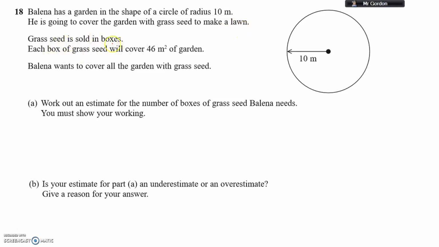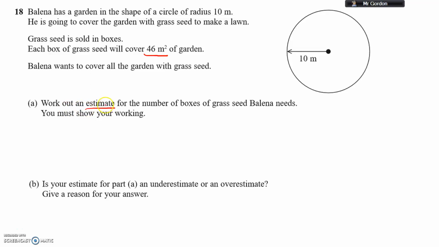Grass seed is sold in boxes. Each box of grass seed will cover 46 metres squared of your garden. Belina wants to cover all of the garden with grass seed. So, part A, work out an estimate. You've got to be on the lookout for this word estimate.